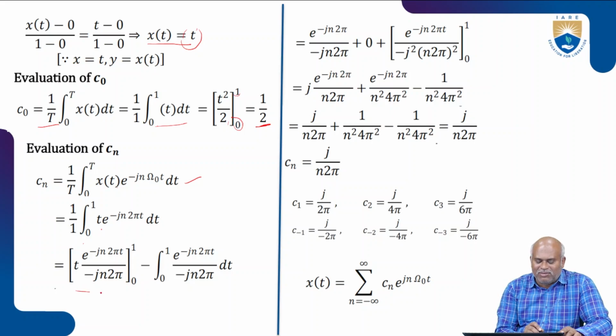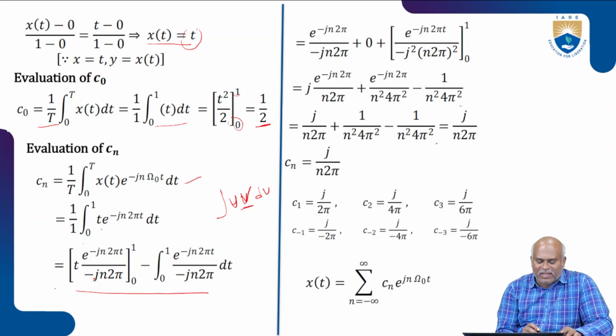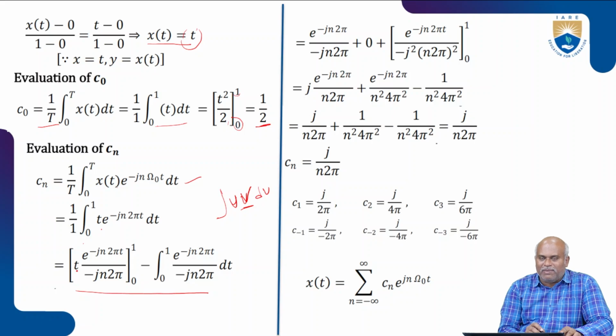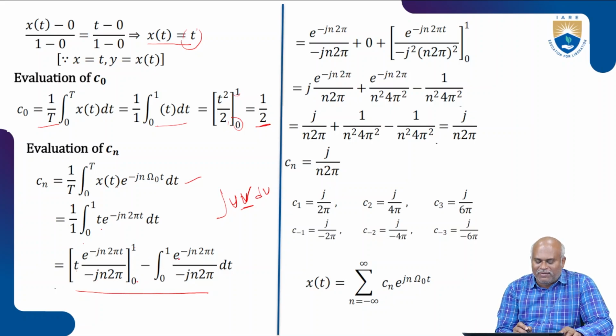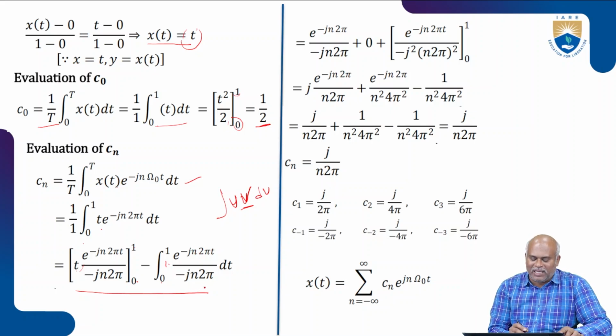Then this one we use integration by parts, that is the u v, du model. First we integrate for this model, that is the u model. The v model I put here: e power minus j n 2 pi t divided by minus j n 2 pi, from 0 to 1. Then after we integrate with t, the remaining portion we keep the same, as integration from 0 to 1. The derivative of t is represented as 1, then e power minus j n 2 pi t divided by minus j n 2 pi, dt.